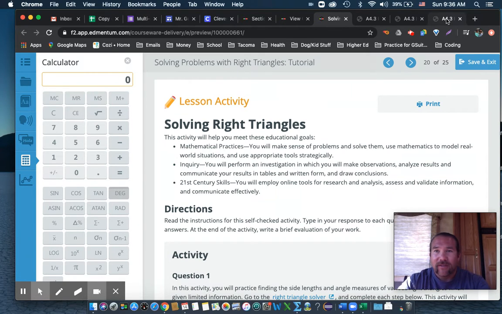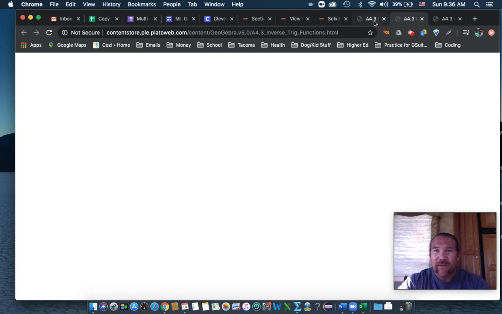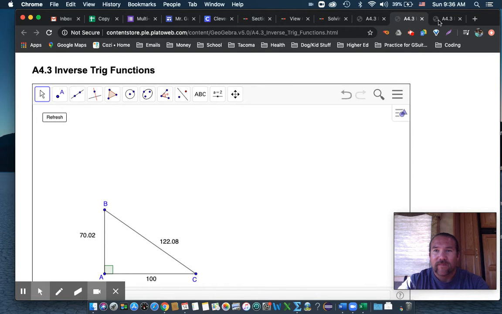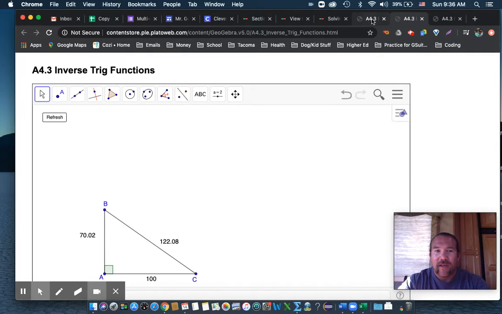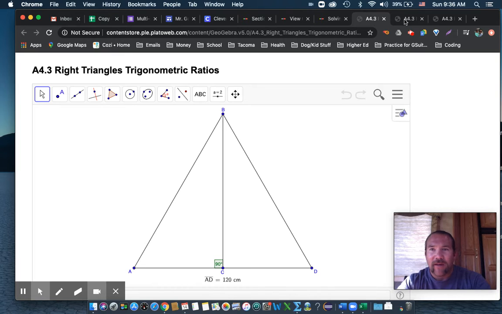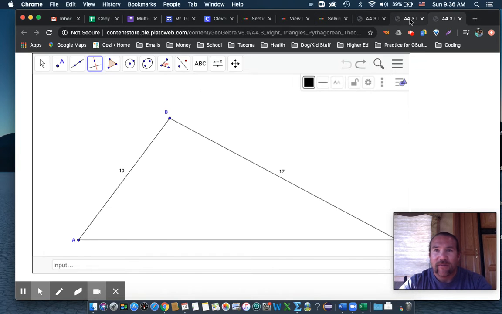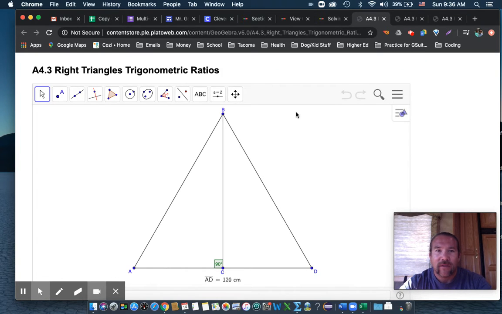So there's 3 activities within the tutorial for right triangle trig and Pythagorean theorem. I'm not going to go over how to do those that much because hopefully by now you have a pretty good grasp of all the tools that you can use in GeoGebra.